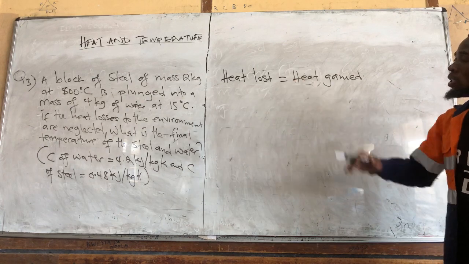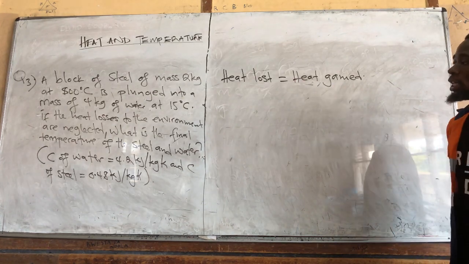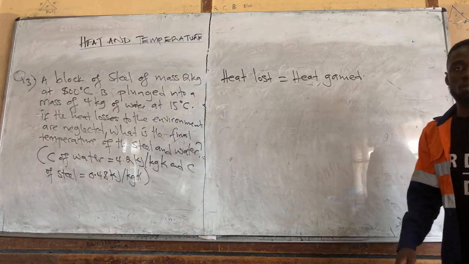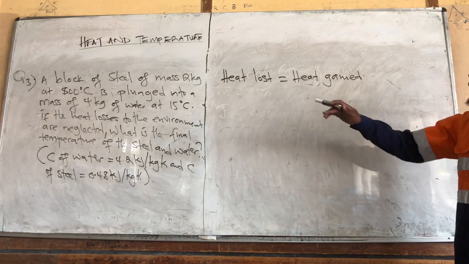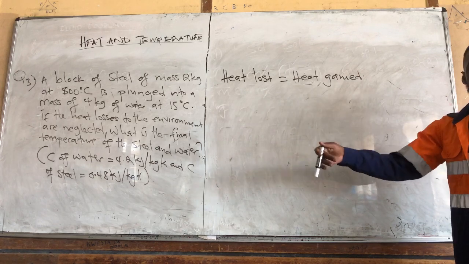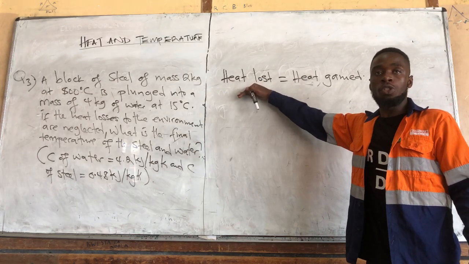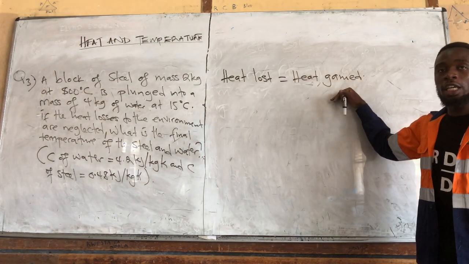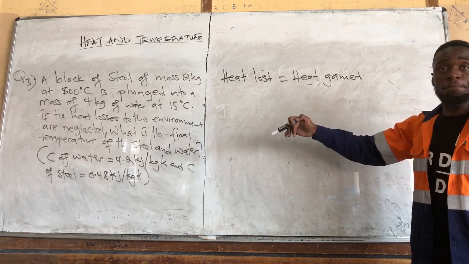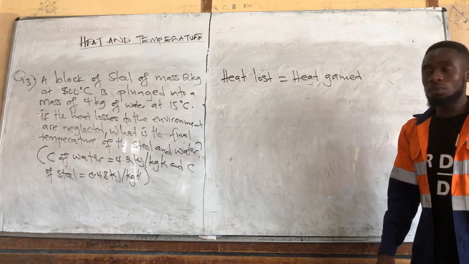Between water and steel, which one is losing and which one is gaining? Steel is losing heat energy to water, so water is gaining. This side we put steel, which is losing, and this side we put water, which is gaining. But we don't know whether the temperature will rise or fall, so we use the formula for heat.